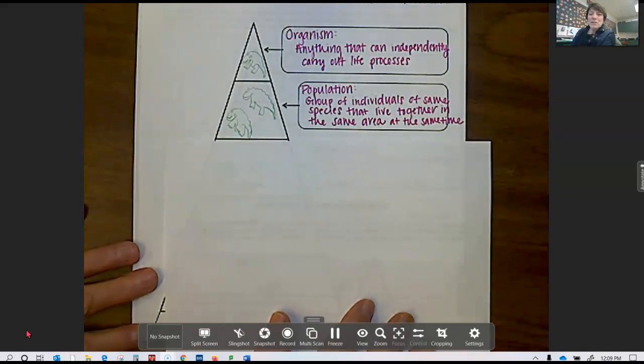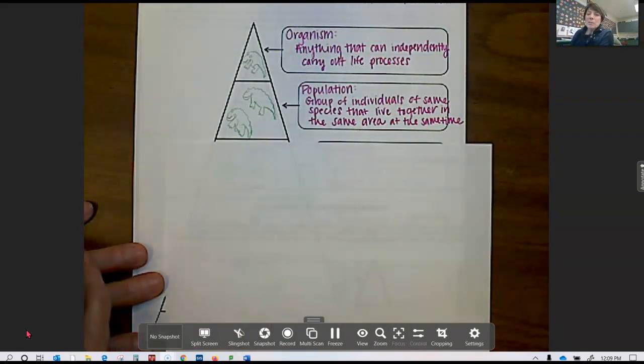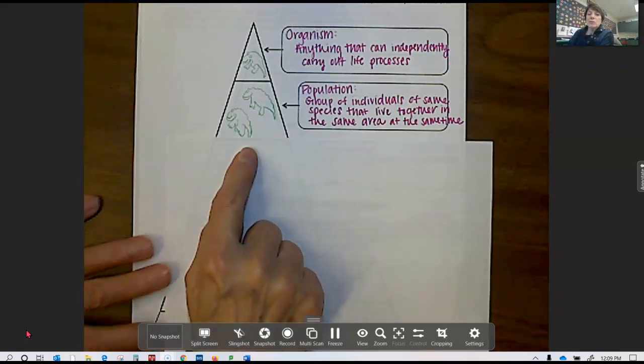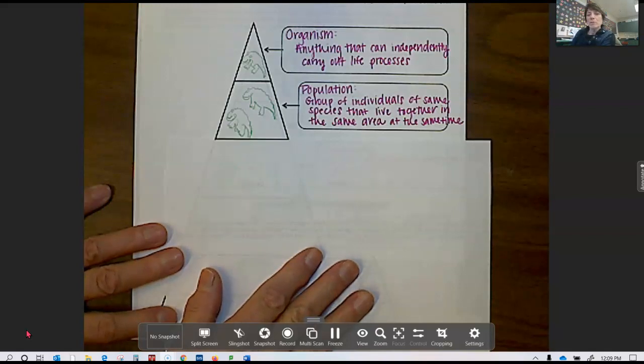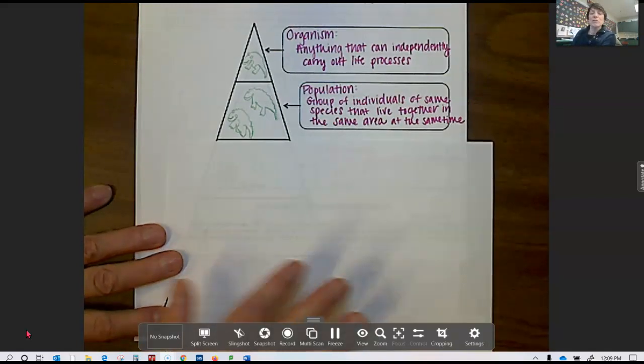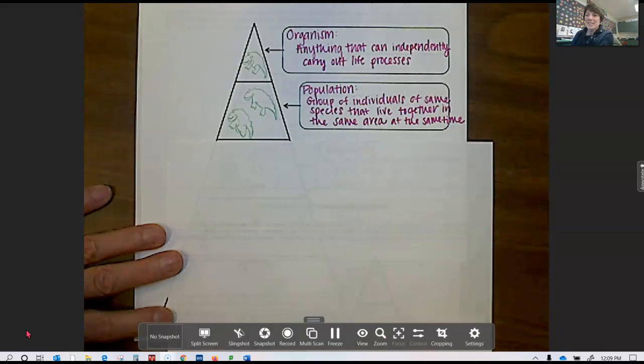Okay, our second level is a population. So a population is a group of individuals of the same species that live together. So for instance, right here I've got 2 dinosaurs, but you might have 2 spiders or 3 spiders or 5 spiders or 7 spiders. But a group of organisms that live together in a certain area would be a population. It's just one type of organism, all of them that live in a certain area.